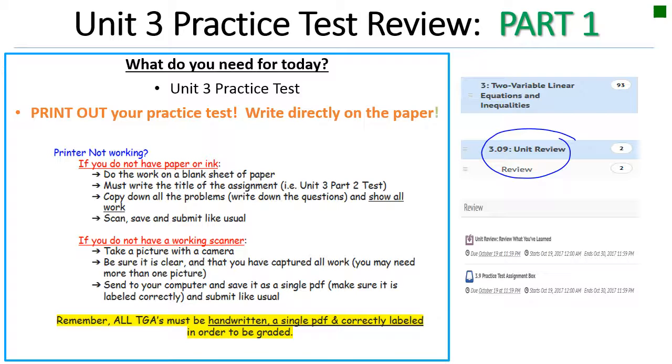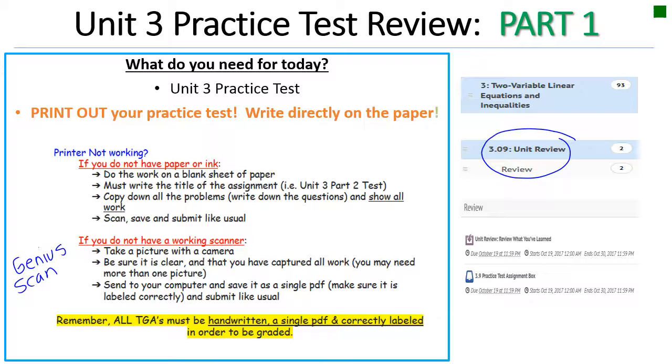If your scanner's not working, remember you can take a picture with your smartphone, and then there is that app, it's called Genius Scan, that takes a picture and then it converts it to a PDF, and then you can email it to yourself. Remember also, all TGAs must be handwritten, a single PDF, and labeled correctly in order to be graded. So if you need some help with that, check the class announcements.